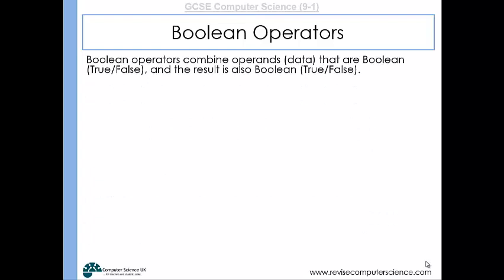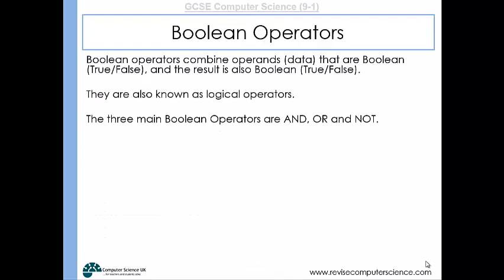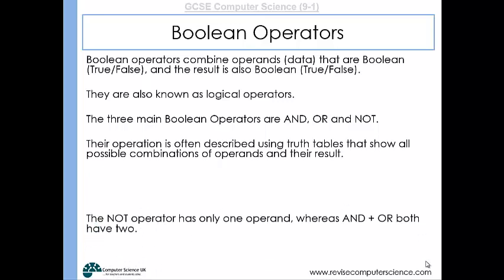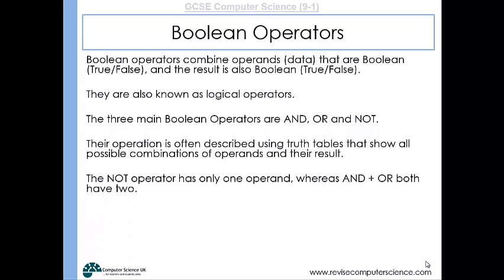And you've got Boolean operators as well. Boolean operators combine operands, so combine the data that are Boolean, so they're either true or false, and then the result is also Boolean. They're known as logical operators, and the three main Boolean operators are and, or, and not. Their operation is often described using truth tables to show the possible combinations of operands and their results. And the not operator has only one operand, whereas and or both have two. So remember, operands is the data that it's working on.